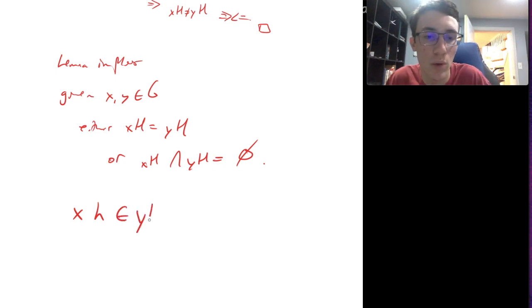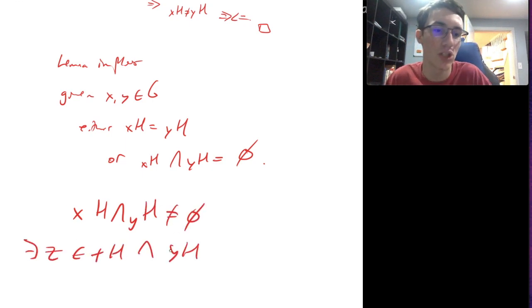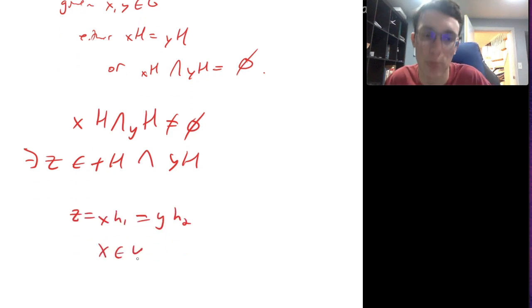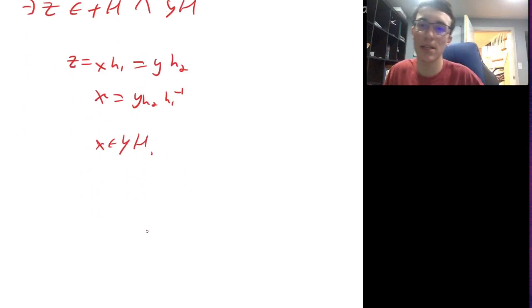If xH intersect yH is not the empty set, then there exists a z that belongs to xH intersect yH, and then we can write z as xh1 and yh2, so x equals yh2h1 inverse, so x belongs to yH, exactly the condition we had. Okay, so this means that taking cosets partitions the set. So what does this mean?